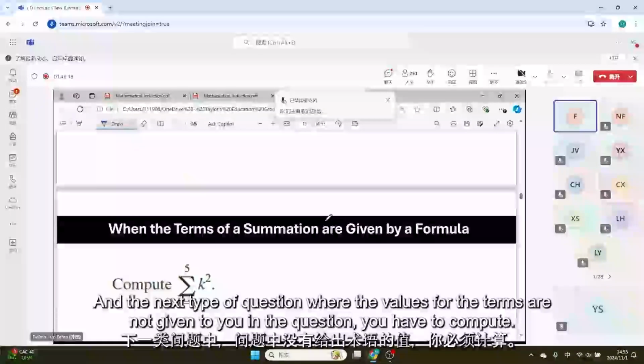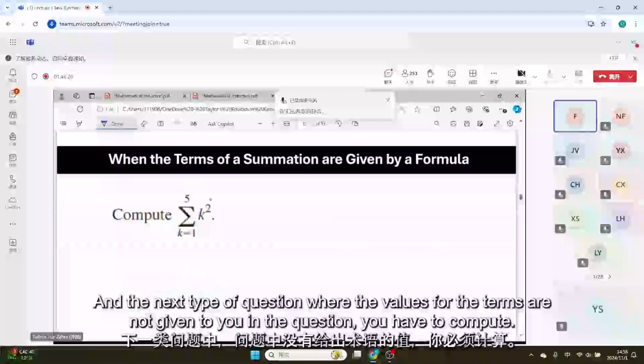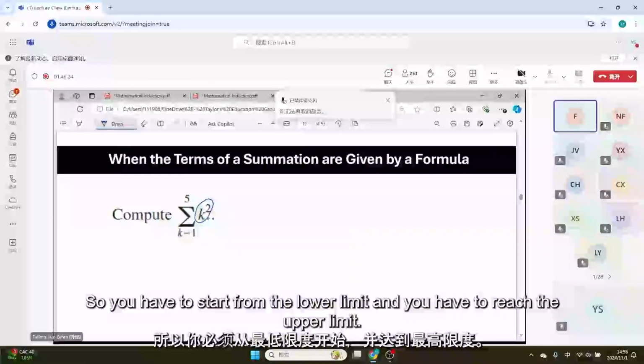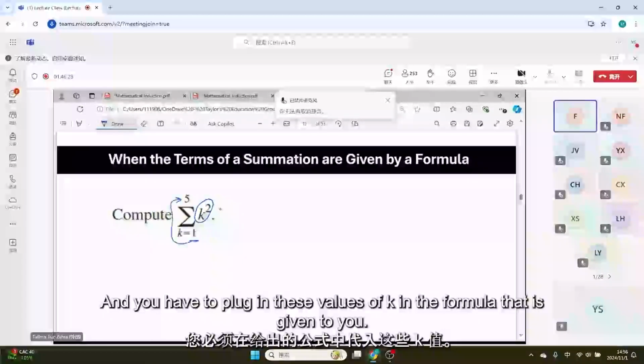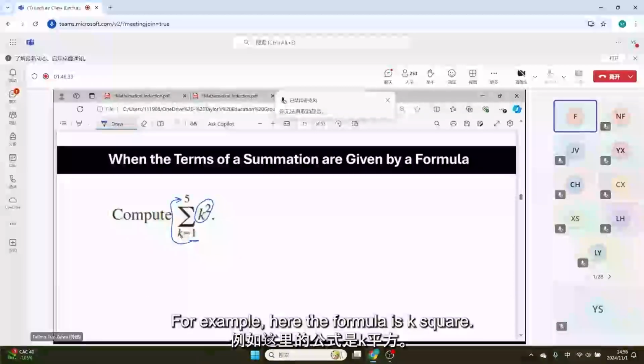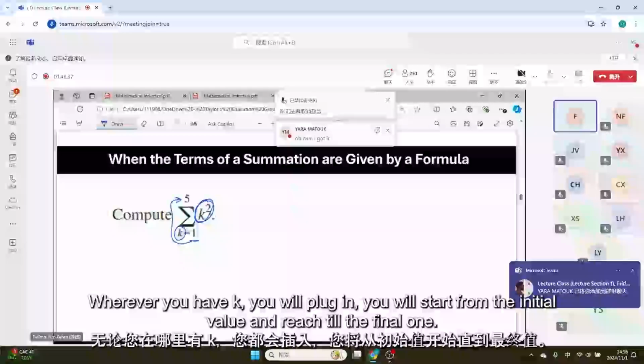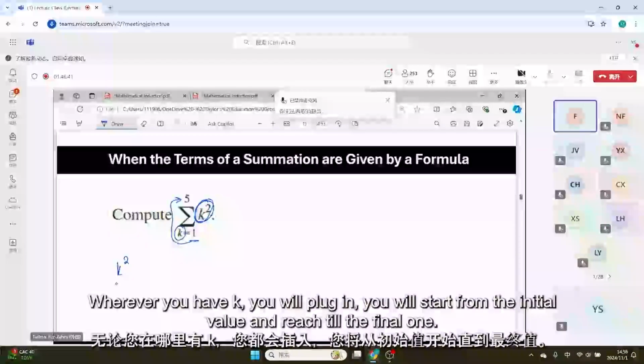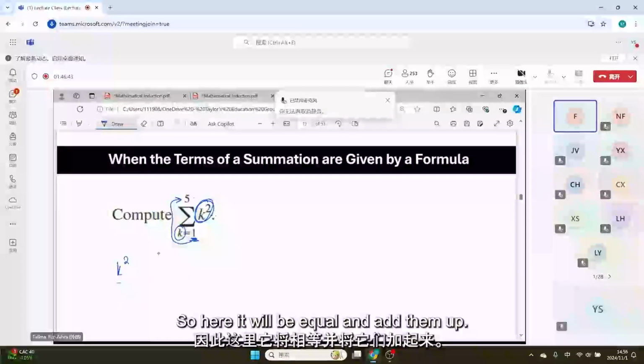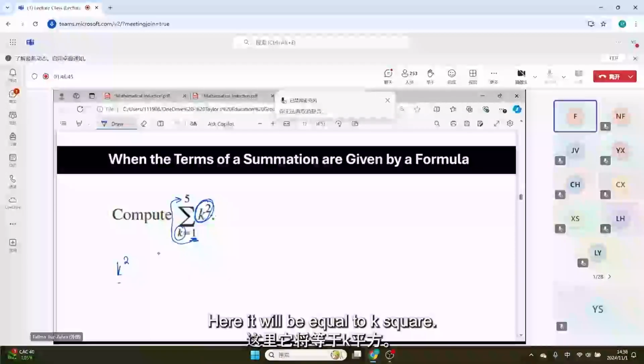The next type of question is where the values for the terms are not given to you, and you have to compute them. So you have to start from the lower limit and reach the upper limit, and you have to plug these values of k into the formula that is given to you. For example, here the formula is k square. Wherever you have k, you will plug in, starting from the initial value and reaching the final one. So here it will be equal to k square, and add them up.